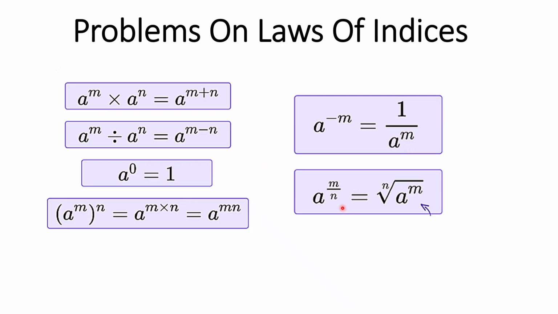The next and the last one is used for higher grades, not for lower ones, but even then we'll see one or two examples based on this. It says a to the power m divided by n. Now the power is in fraction form. So the denominator will become a root and the numerator will become its power.